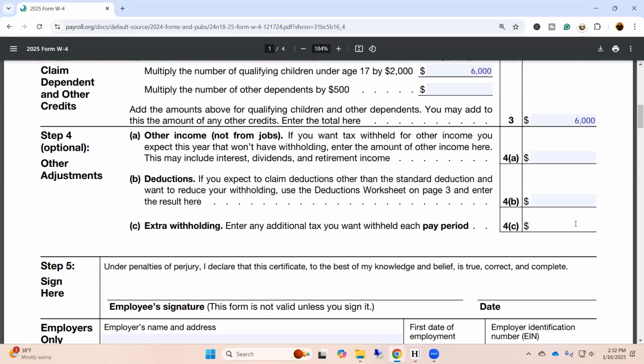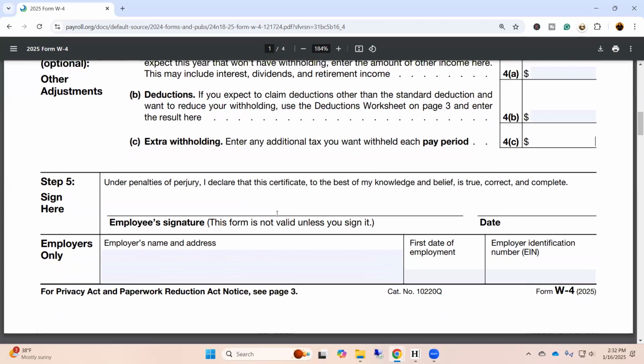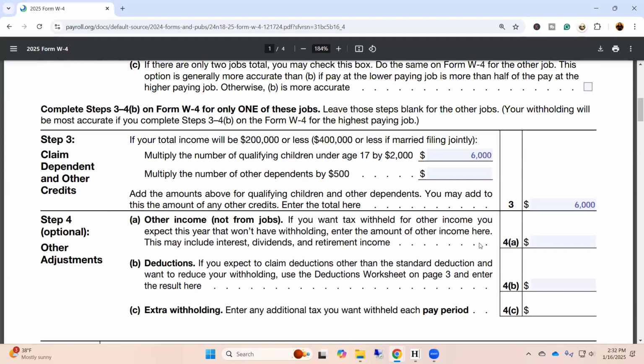Now, if Daniel has owed in the past and he wants to have a little bit extra withheld, he could put the amount per pay period he wants withheld here in 4C. If that doesn't apply to him, we would also skip step four and Daniel would sign this, date it, and turn it into his employer. But just for the sake of the example, let's make things a little bit more interesting.